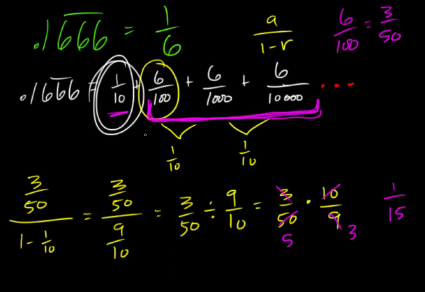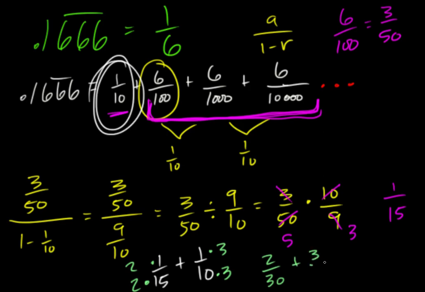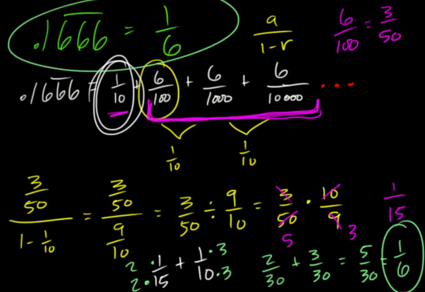We still have this 1/10 though, so we need to do 1 over 15 plus 1 over 10. We need to get common denominators. So I'm choosing 30. So we get 2 over 30 plus 3 over 30, which is 5 over 30, which if we divide both those by 5, we get 1 over 6. And so that's how we know that that's true.